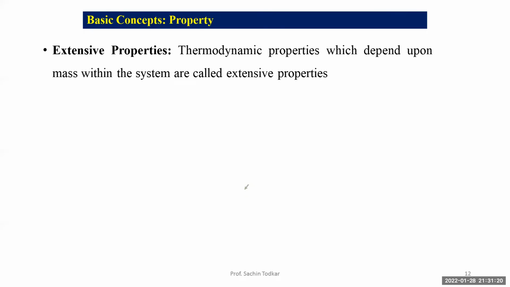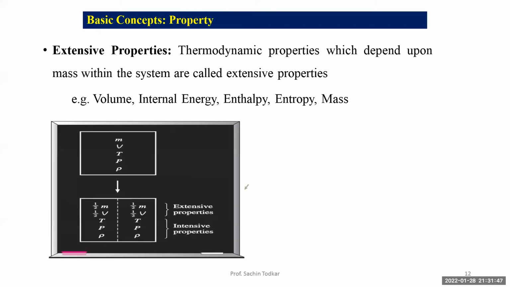Extensive properties, the thermodynamic properties which depend upon mass within the system, are called extensive properties. For example, volume depends on mass, internal energy depends on mass, enthalpy, entropy, and mass itself depends on mass. So these are extensive properties. Now, how we can bifurcate extensive and intensive property easily, that we'll see in this example.